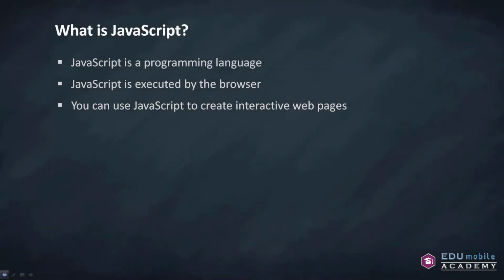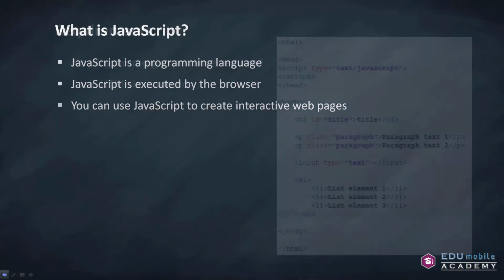So a couple of things to know about JavaScript. It's a programming language, and it gets downloaded alongside the HTML content of your web page, and it gets executed by the browser. So what that means is you can use JavaScript to create interactive web pages, because JavaScript allows you to interact with the HTML content of your web pages.